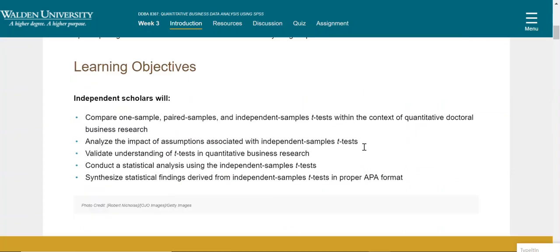So the learning objectives for this week is to compare one sample, paired samples, and independent sample t-tests. We're going to analyze the impact of assumptions and make sure you have a clear understanding of what assumptions are, and then validate understandings of t-tests and quantitative business results.